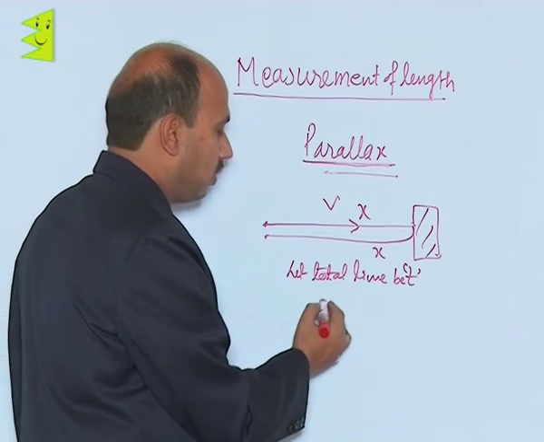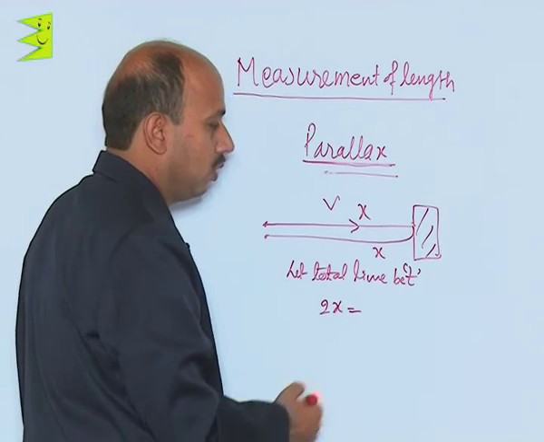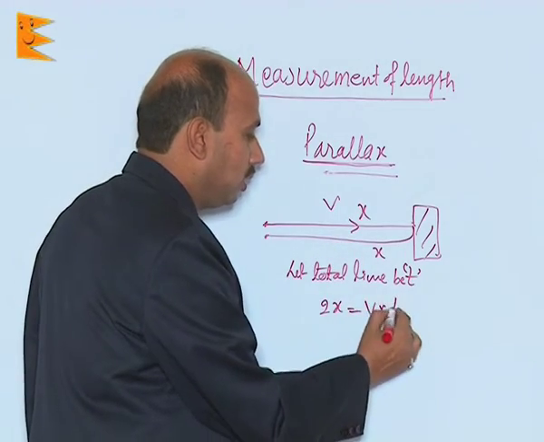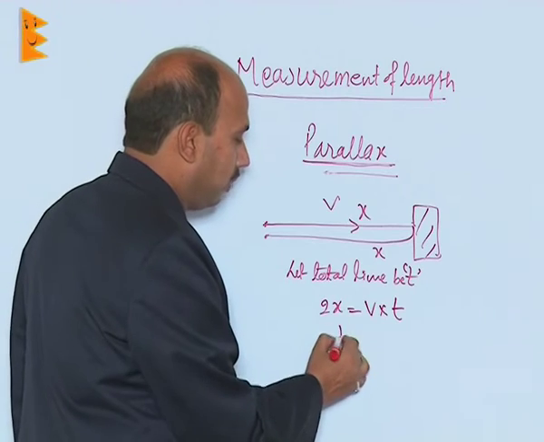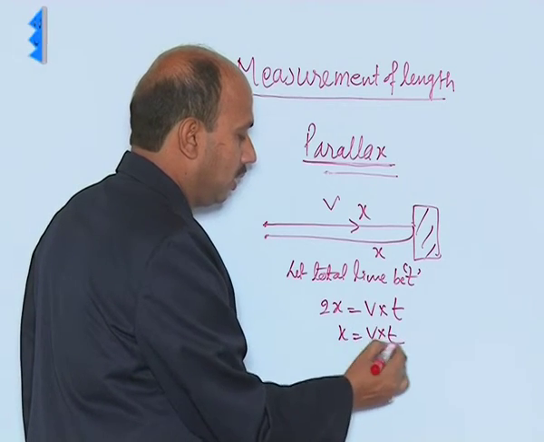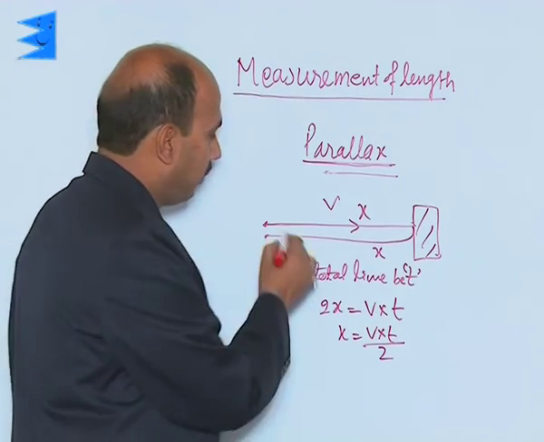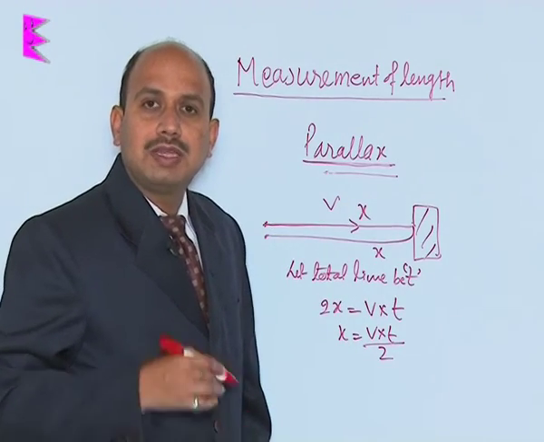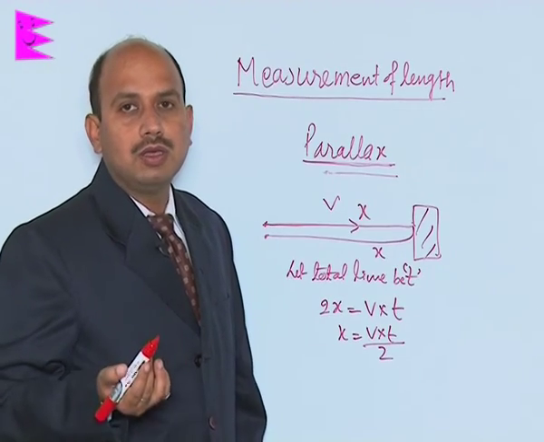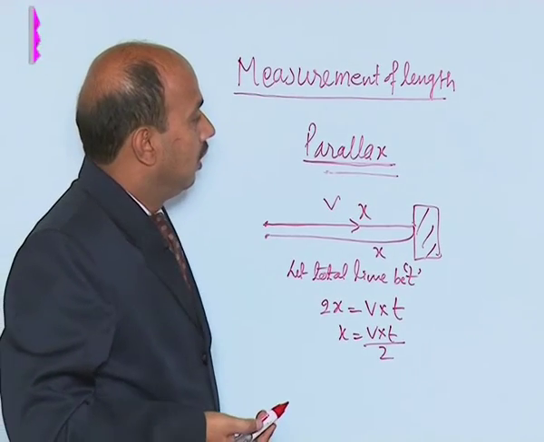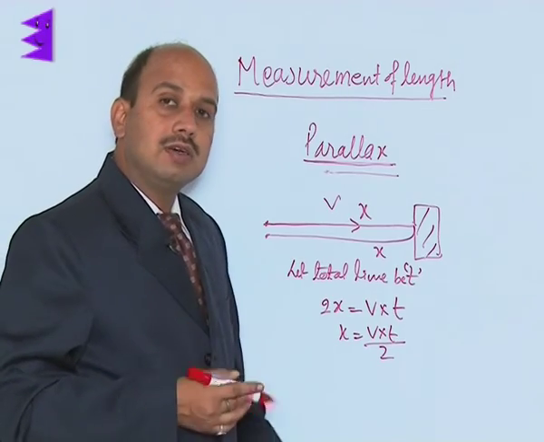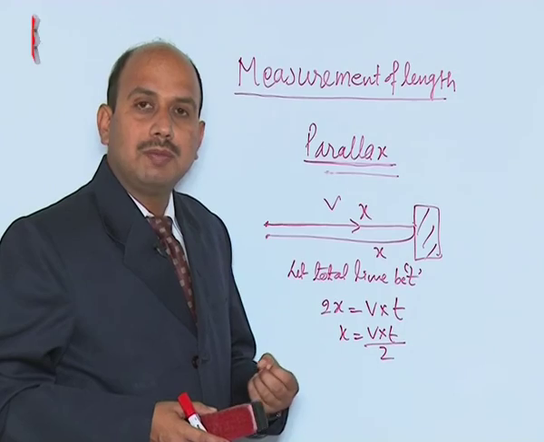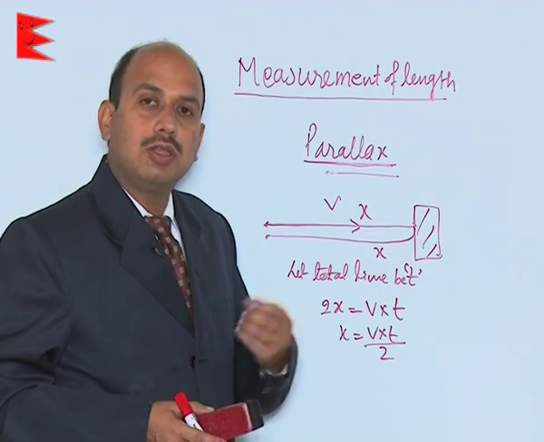So the distance is 2x. Distance is equal to speed into time, so v into t, and we need to measure x, so we can write x is equal to v into t by 2. By this way we can calculate the distance. So this is measuring the distance of an object by the reflection method. These are the measurements for long distances, and also we can measure small distances like molecular sizes.